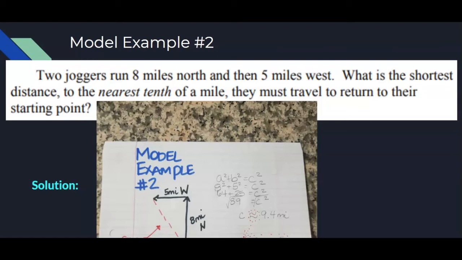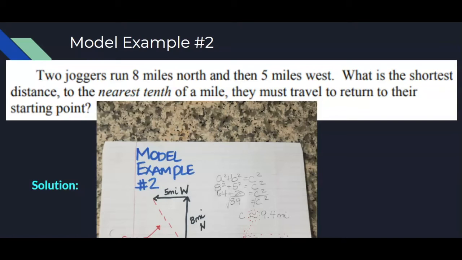So in my picture below, you will see the 2 joggers that are running 8 miles north and running 5 miles then west. The shortest distance would be the hypotenuse. That would be from the point they started to the end point. So I start by writing my formula, a squared plus b squared equals c squared. I plug in 8 and 5 for my legs because they form that 90-degree angle.